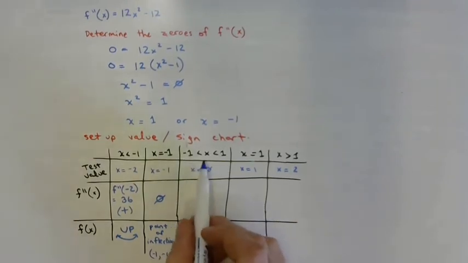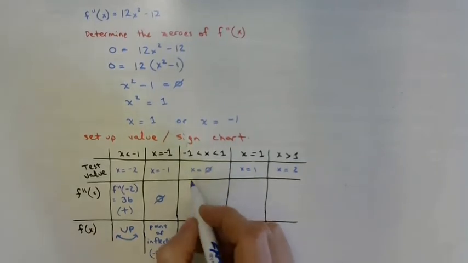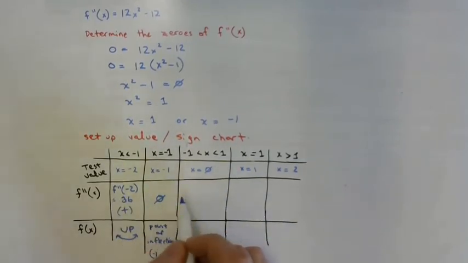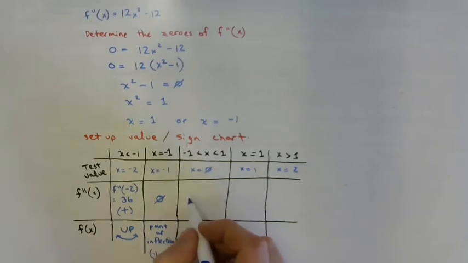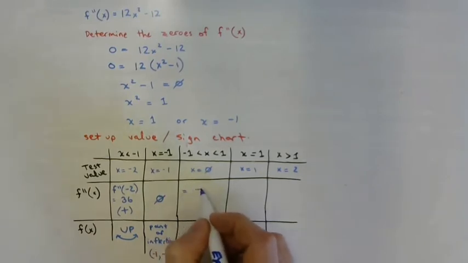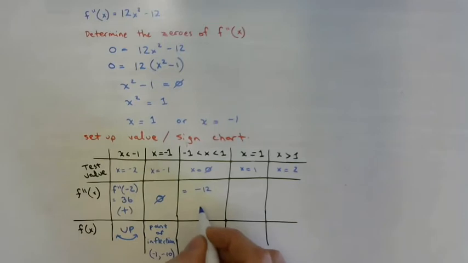For our interval from -1 to 1, we chose test value 0, so we sub in to f double prime of 0, and when we do that, we get -12, which is negative, which means we are concave down. And we have a maximum.